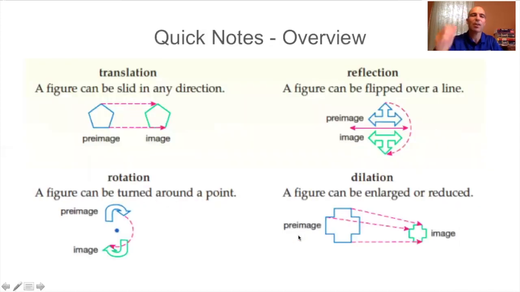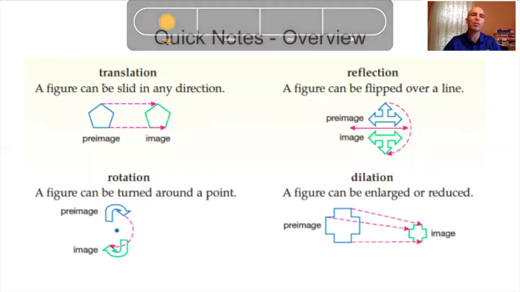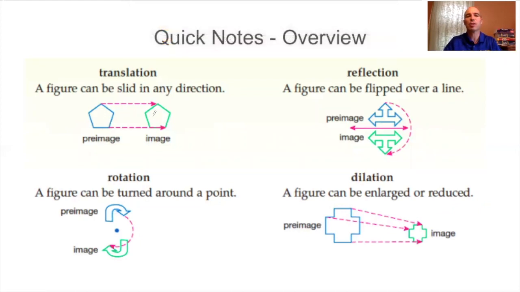Okay, and here they are. These are your quick notes. What we just reviewed was translation, where you slide the figure around, so you've got the pre-image and the new image. Reflection is where it's flipped. Rotation is where it's turned around a point. And dilation is where it is enlarged or reduced.